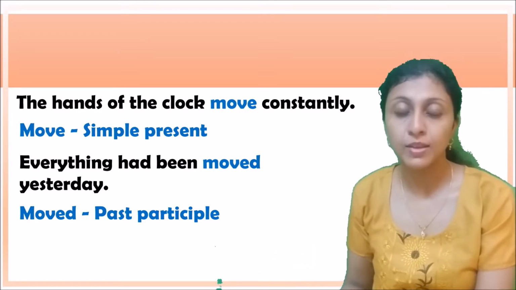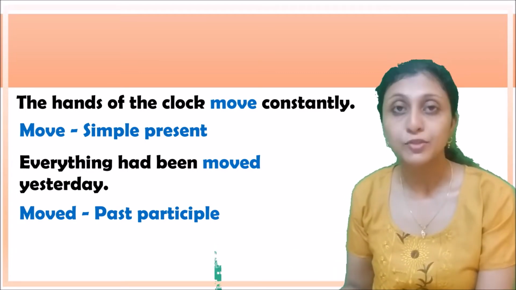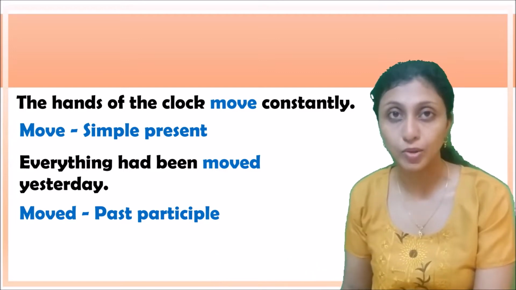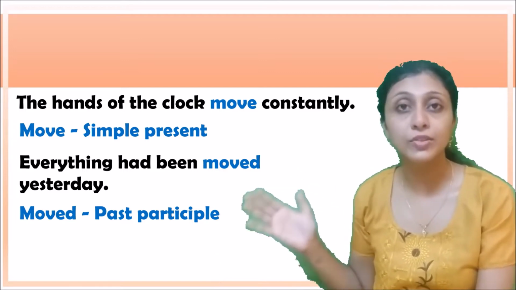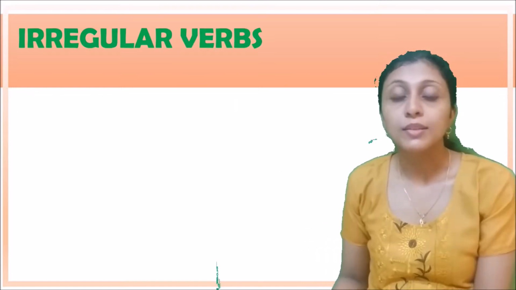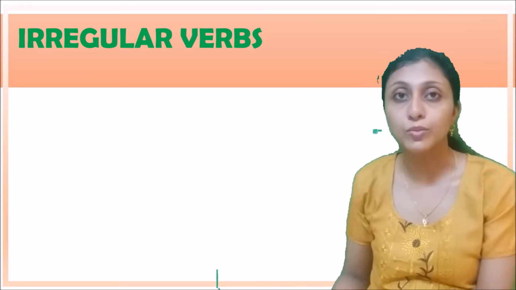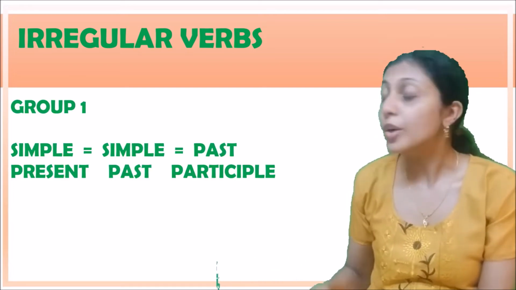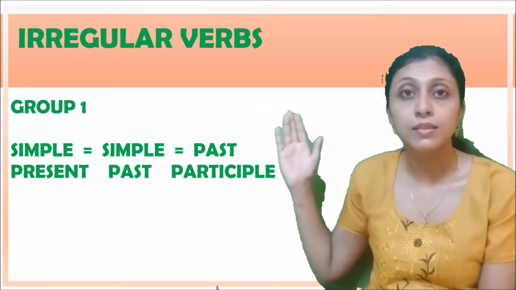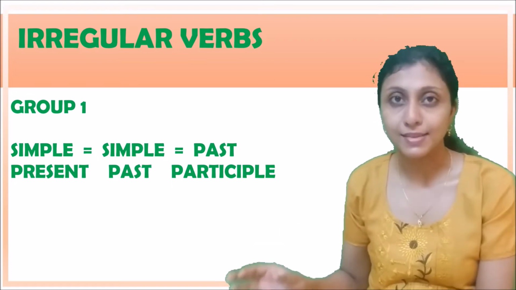Now let's take a look at another group of verbs which follow a different pattern, and they are referred to as irregular verbs. They do not follow the general conjugation of regular verbs. Irregular verbs are divided into four groups. The group 1 verbs refer to those verbs where we've got all the three forms, which means the present tense, the simple past, as well as the past participle. They all remain the same.